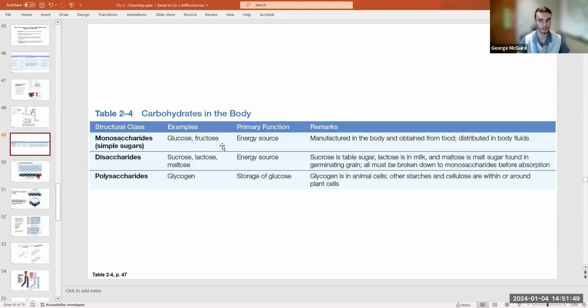And so in animals, the most common monosaccharides you would come across are glucose and fructose. So again, these are both simple sugars. They are a single molecule of 6 carbons. The most common disaccharides are sucrose, lactose, and maltose. And then the most common polysaccharide, glycogen. That's that storage of glucose.